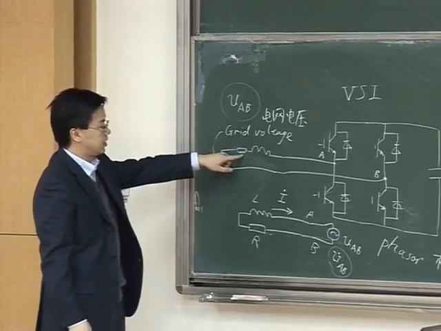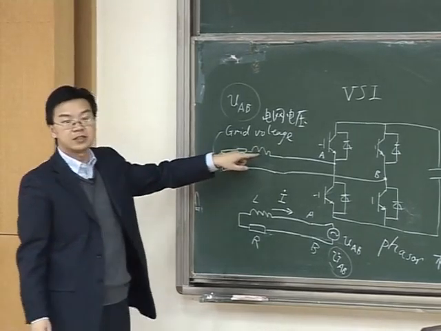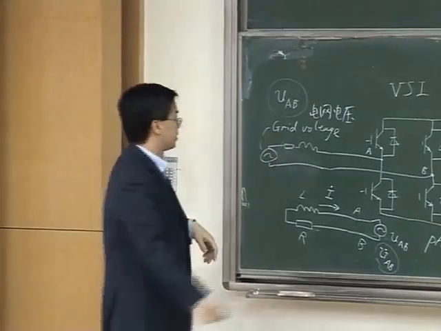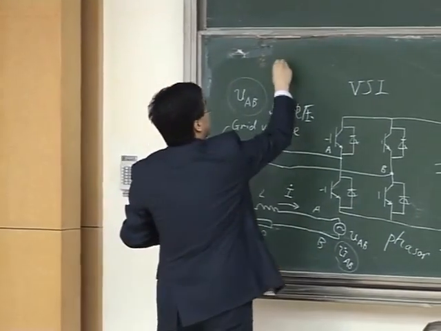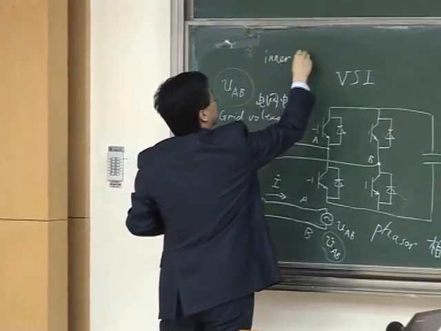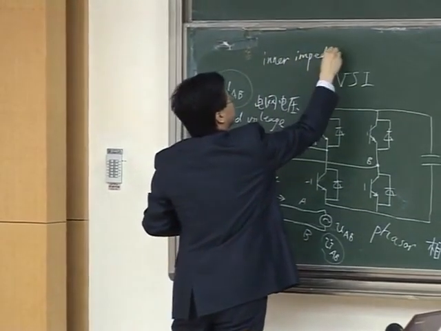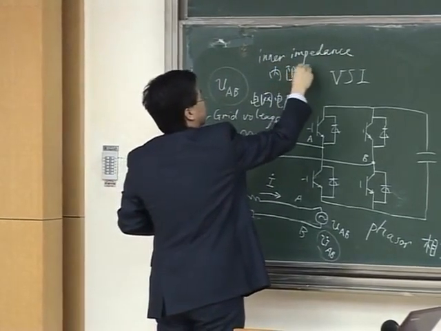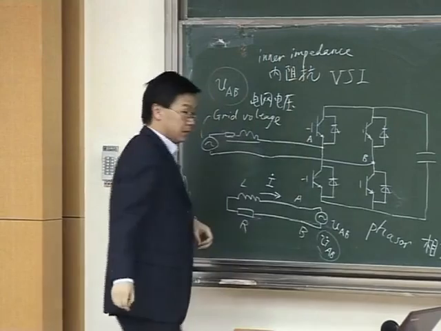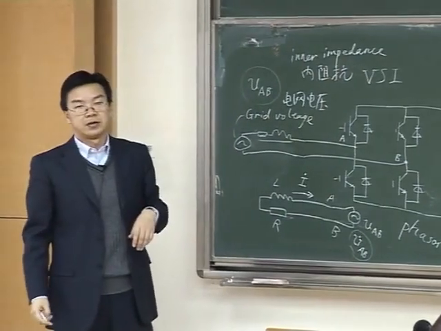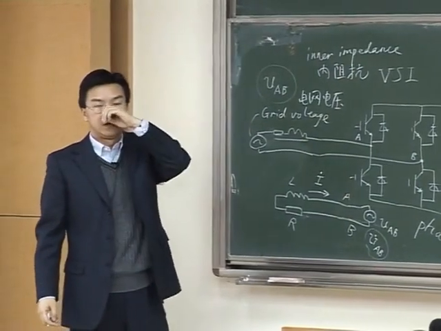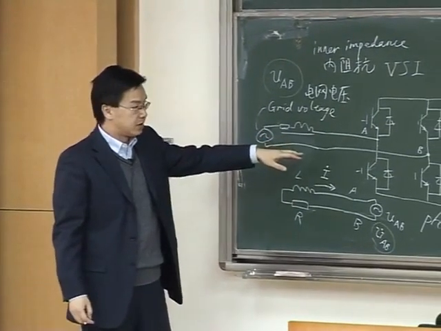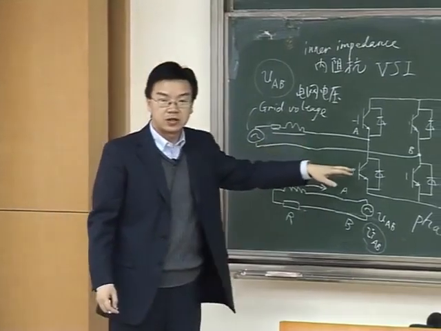Okay, and this resistor and inductor can be considered as the inner impedance of the grid. Okay, that's very often the case. So let's see how this circuit is working.